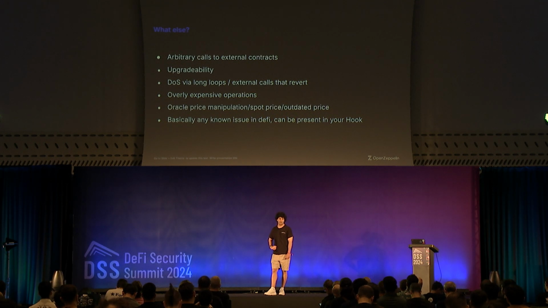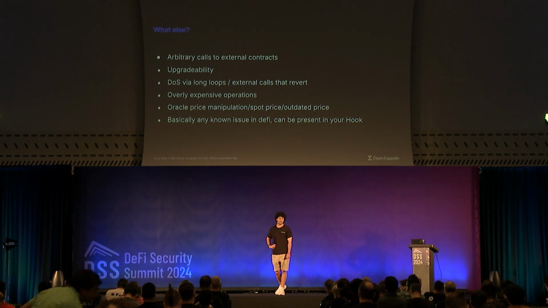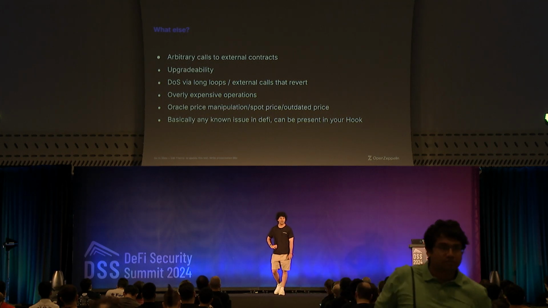DoS via long loops or external calls that revert, very similar to the example that I gave before. Let's say that in that specific example, we perform an external call in the remove liquidity function, and that call reverts. Well, we're not going to be able to remove the liquidity. It could be that that contract is also upgradable, and then they upgraded it, and it also reverts because of that. So also be aware of that. Since we can basically build protocols in hooks, we have to be very careful that we don't write inefficient code that will make all these operations very expensive.